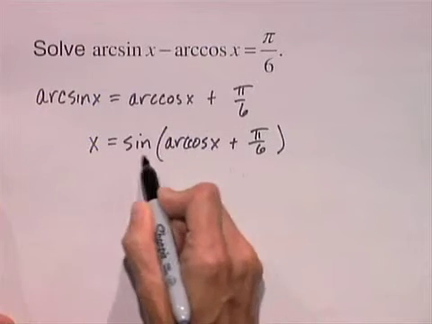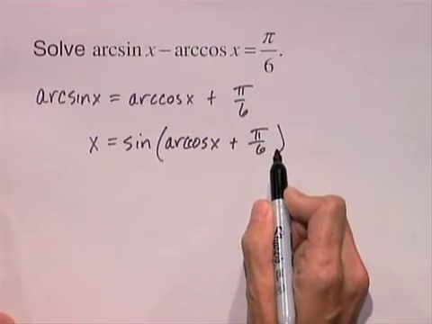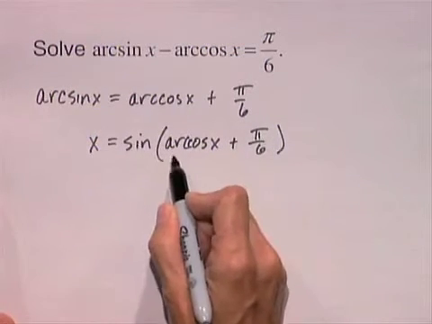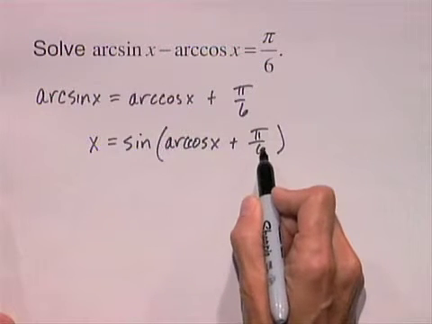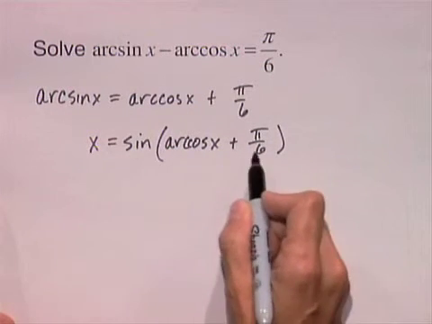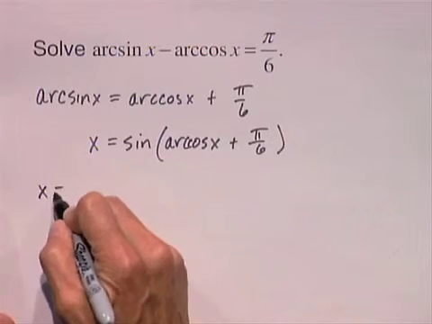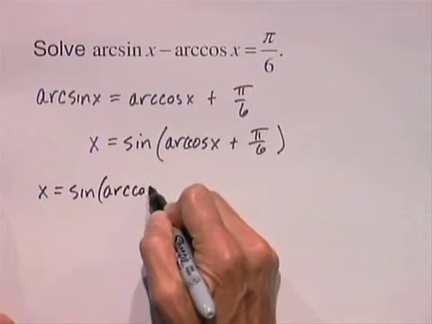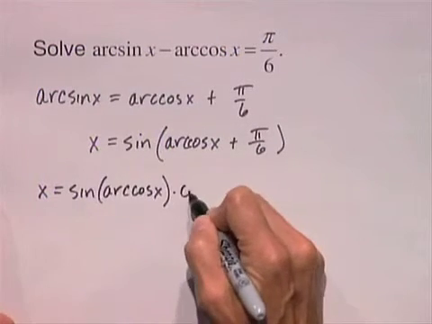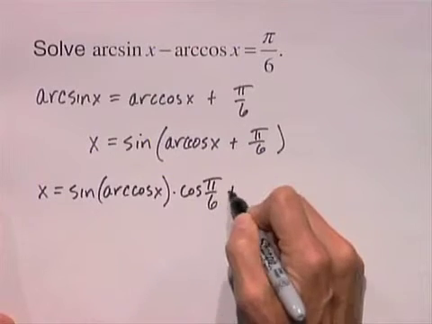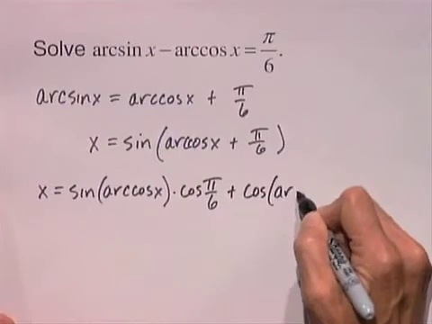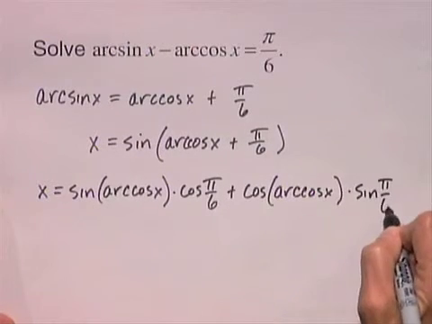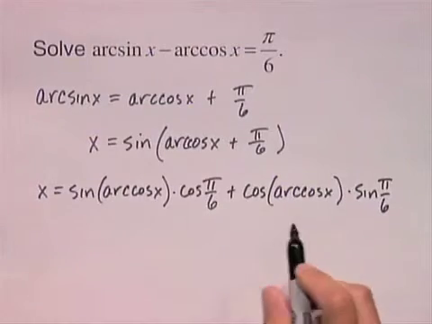To continue with the right-hand side, which is what I need to focus on for a few minutes, I'm going to have to apply a sine sum identity. Arc cosine x is an angle, plus pi over 6 is an angle. So for the right-hand side, applying that sine sum identity, I'll have sine arc cosine x times cosine pi over 6 plus cosine arc cosine x times the sine of pi over 6.